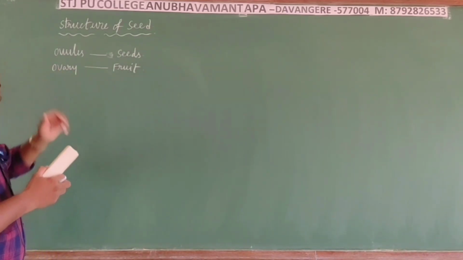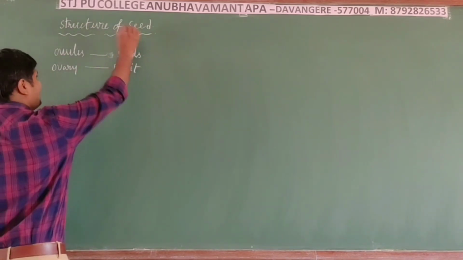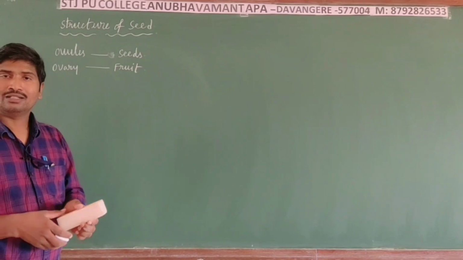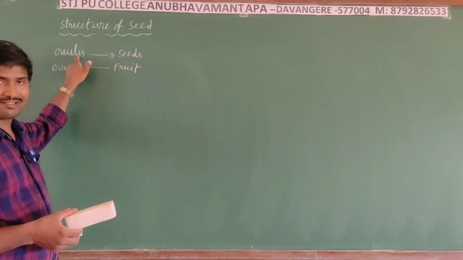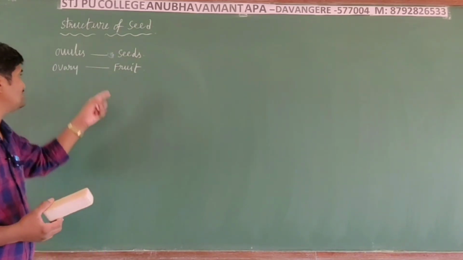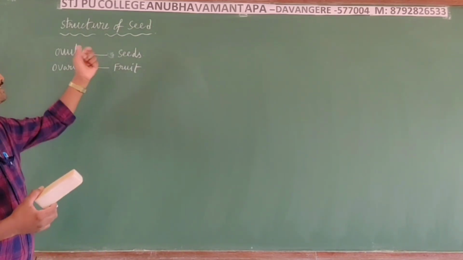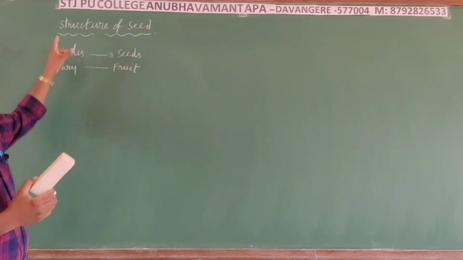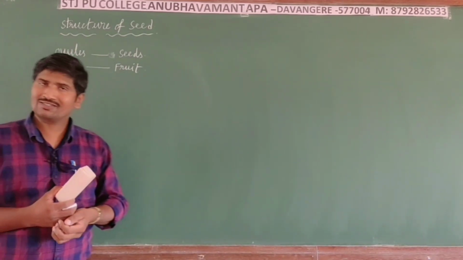Okay, now what is a seed? The definition of seed: the fertilized ovule is known as the seed. That is the definition of seed. Now we will discuss the structure of the seed.